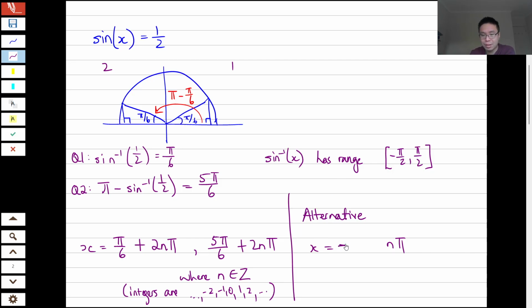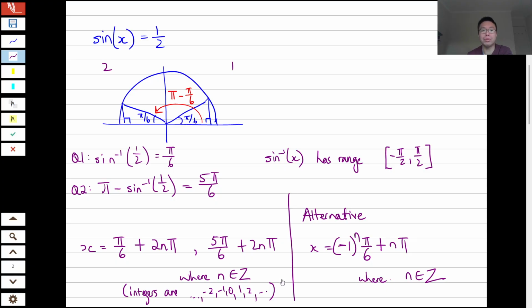The way we do this is to say minus 1 to the power of n times pi on 6, and then add that on. So what's happening here is if n is even, minus 1 to a power of an even number is positive, so I'll add pi on 6. But if n is odd, minus 1 to the power of an odd number gives me negative 1, so I'll end up subtracting pi on 6. And again, n is an integer.